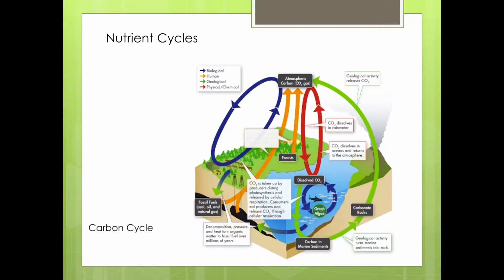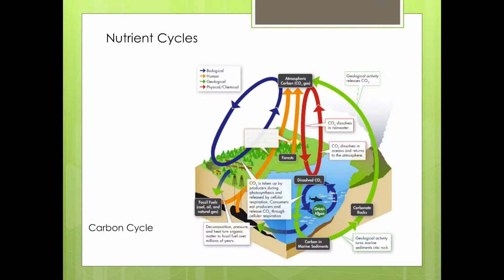You can see, let's look at each of these individually. The green is the geological cycle. There's dissolved carbon dioxide in water, and then that can go into the sediments, goes through carbonate rocks, then it can dissolve and returns into the atmosphere as CO2 gas.